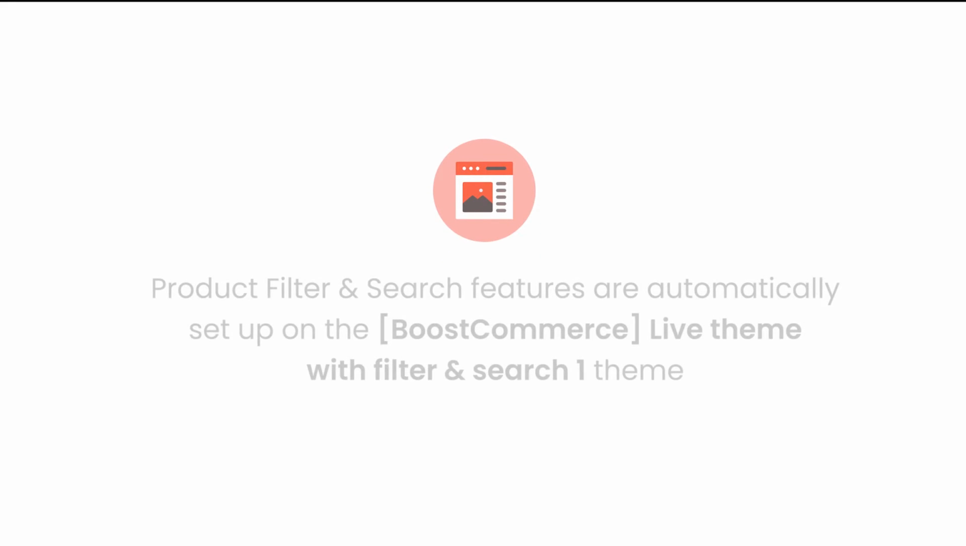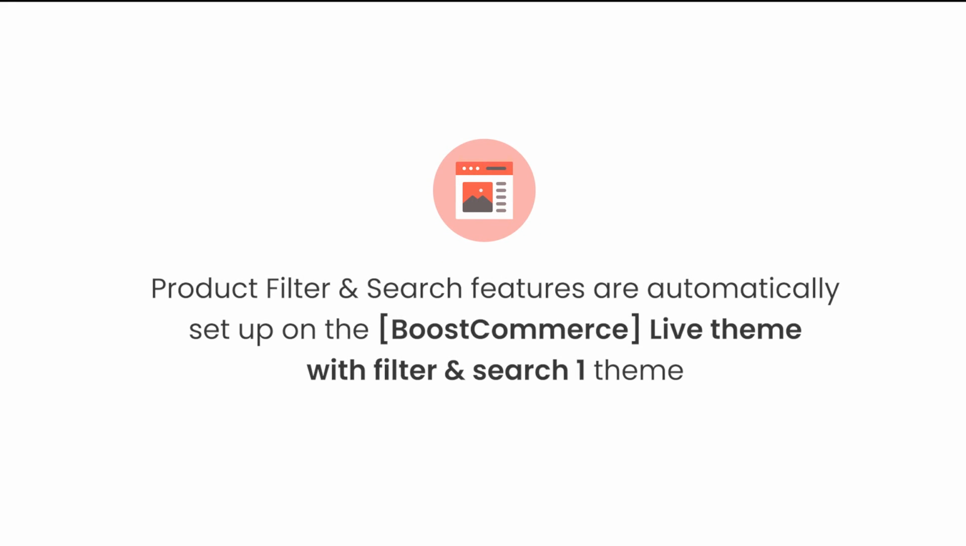Here is a side note. After the installation process, product filter and search features are automatically set up on a duplicated version of your live theme, called Boost Commerce Live Theme with Filter and Search 1. This is to give you a preview of how an online store looks after setting up filters and search. You can then apply our filters to whichever theme you're using.